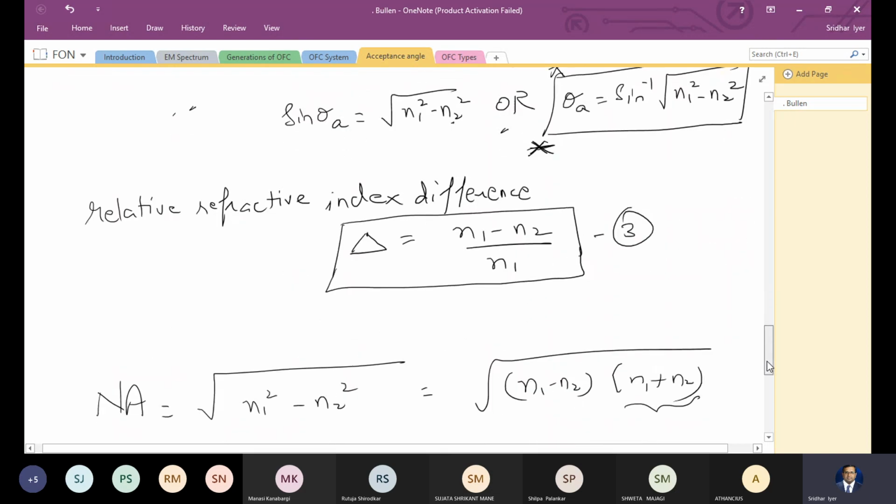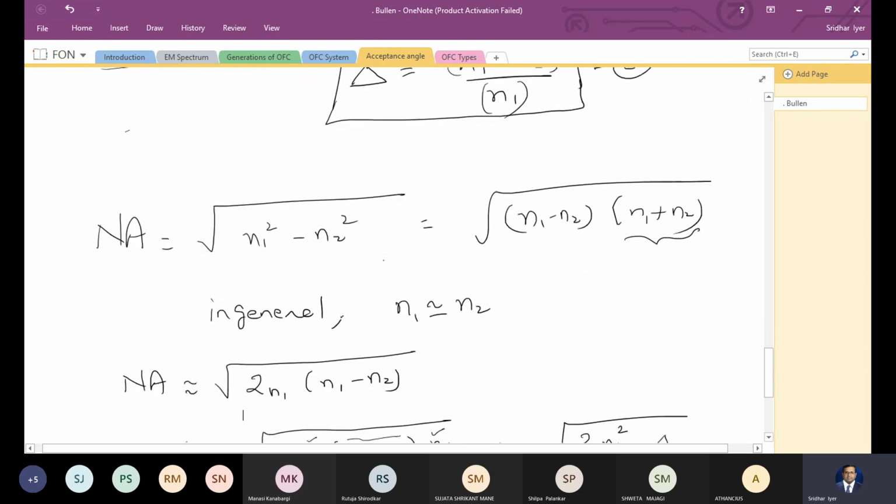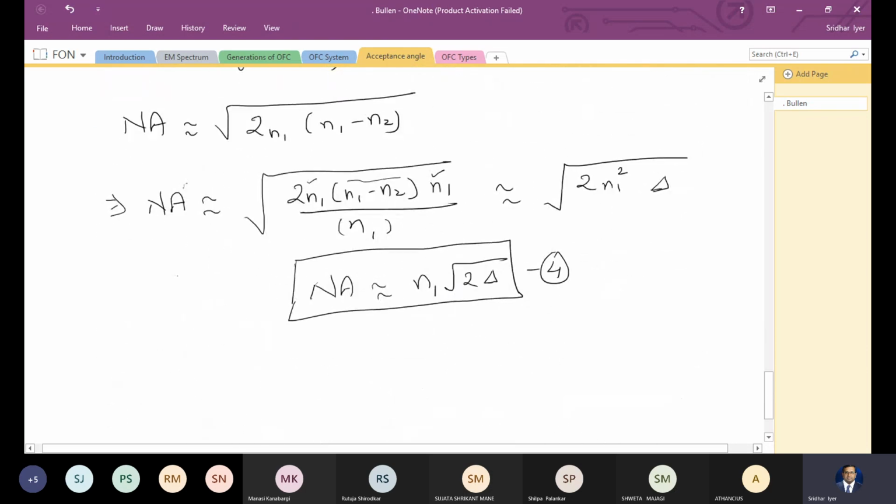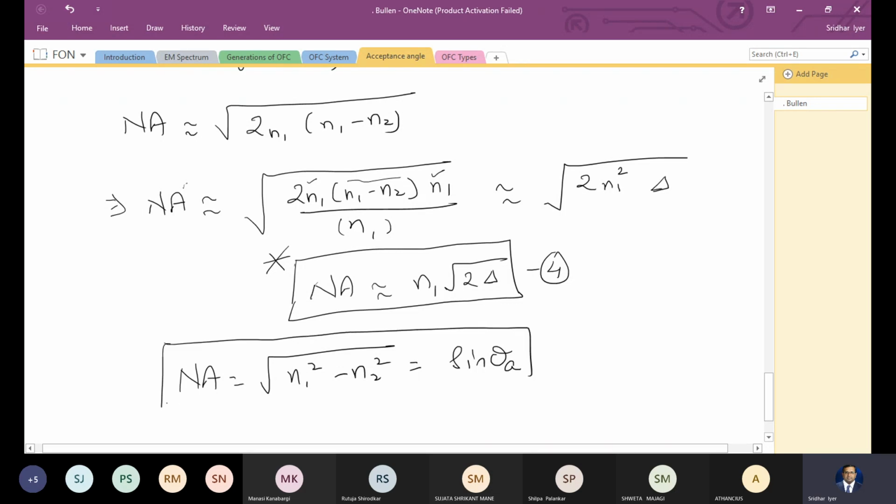Okay. Now, based on that, we introduced what is known as a relative index difference. So delta, it is relative, it is a difference because it is n1 minus n2 and it is relative to n1, right? That's how it is defined. And then based on that, we have found another equation to find the value of numerical aperture. You can also find numerical aperture like we wrote yesterday as this: NA is also root of n1 square minus n2 square, which is also sine theta A. So this is another form of equation which can be used to find the numerical aperture.